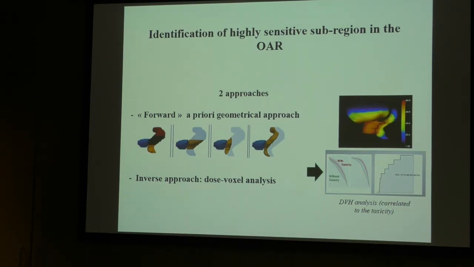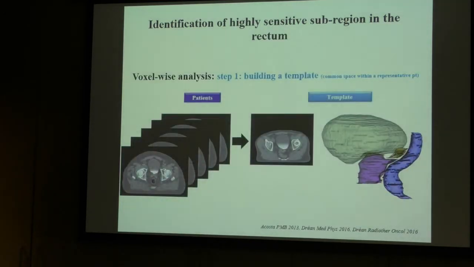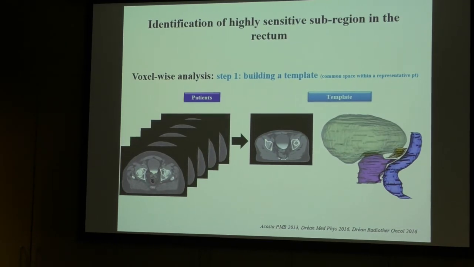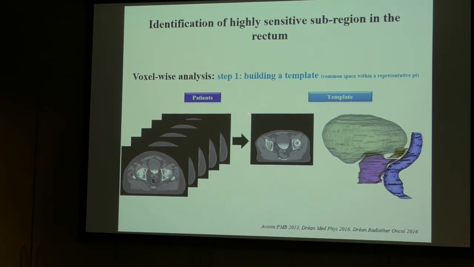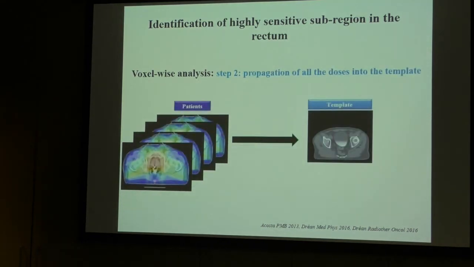The most interesting approach is the inverse dose voxel analysis. So the idea, at least what we have done, is that you have a series of patients, the first step of the voxel-wise analysis is to define a template, which is not so easy, and then to propagate the dose into the template.